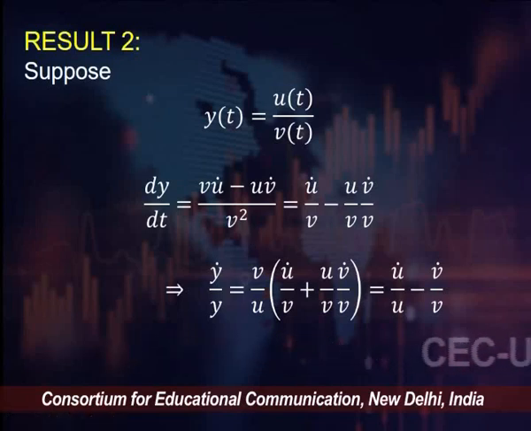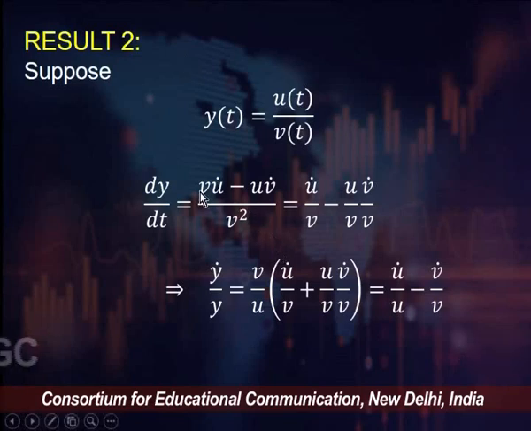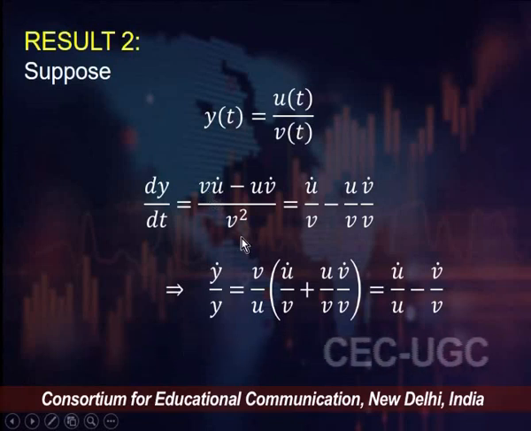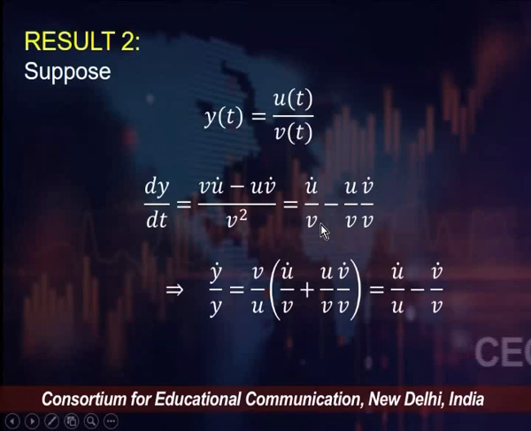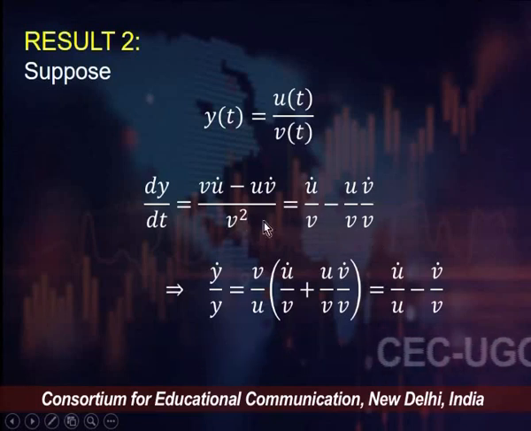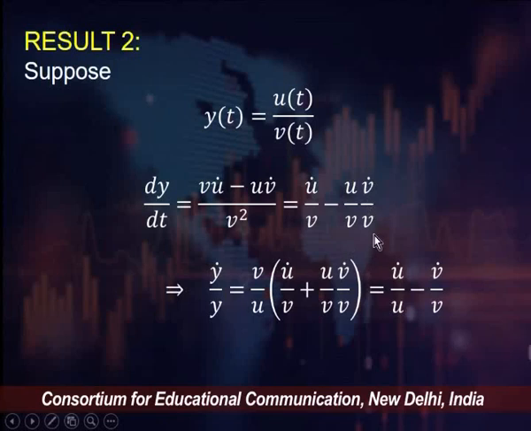Okay, let's just simplify this a little bit. You can see once I separate out these two components in the numerator, one of the v's will get cancelled in the first term, so that you'll get u dot by v, and the second term will simplify to u by v times v dot by v. I'm just separating out the two v's, so u by v times v dot by v.